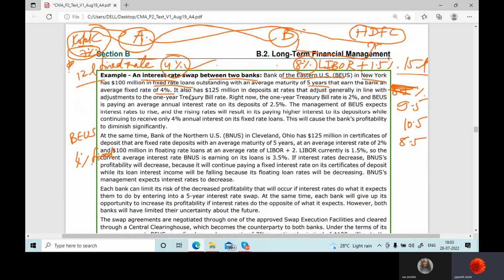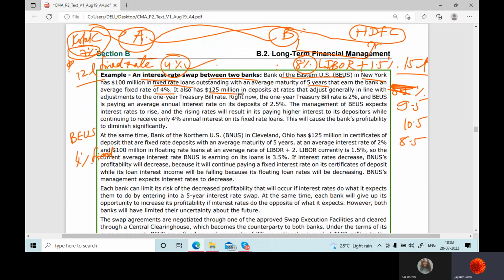Now, it also has $125 million in deposits at rates that adjust generally in line with adjustments to the 1 year treasury bill rate. So the treasury bill rate will fluctuate. See, a bank has dual function. One function is they will give loans, another function is they'll accept deposits. So the loans, whatever they have given to people, they are charging 4% fixed interest, and whatever deposits people have made with them, to them they are paying 2.5%, but that is fluctuating. How fluctuating? The 2.5 depends upon the treasury bill rate. If the treasury bill rate is increasing or decreasing, the 2.5% will also fluctuate.